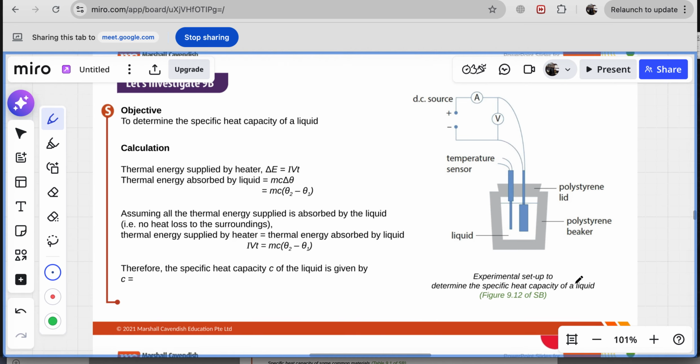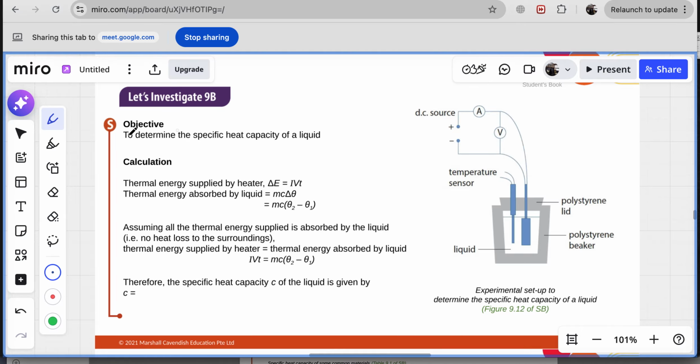Here's the experiment. I think I have described the experiment. They want you to investigate. You write the objective or the aim: to determine the specific heat capacity of a liquid. Then you connect it to an electrical source. You measure the current and you measure the voltage. Voltage is parallel to the source. Current can be in series. And then this is a lid to protect against heat loss. You seal it up with a polystyrene lid to avoid the loss of energy.